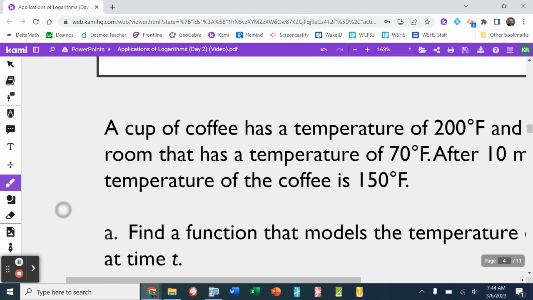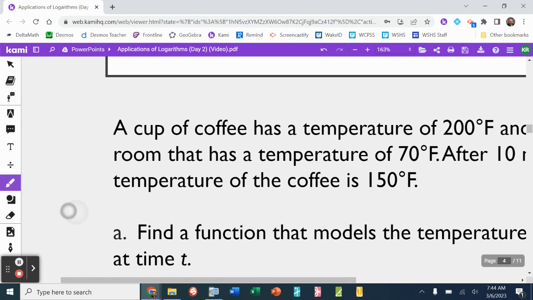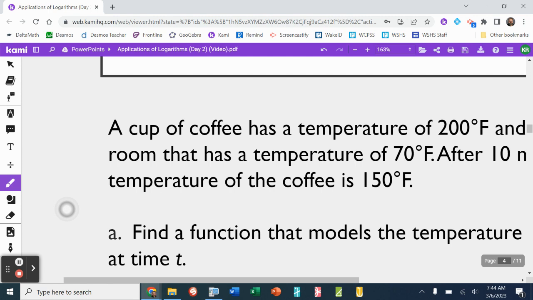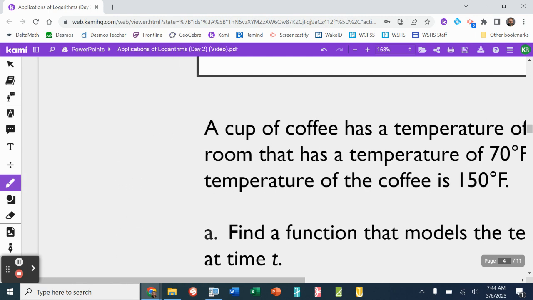So when I look at a problem like this, the first thing I want to do is identify the information within the problem. It tells us the cup of coffee has a temperature of 200 degrees Fahrenheit. So that's going to be our initial temperature. So I'm going to say temperature at time 0, which is not something we actually use in the problem, but it's good to note that that's the temperature at time 0. Our temperature of our surrounding conditions, it tells us, is 70 degrees. This we do use in the actual equation.